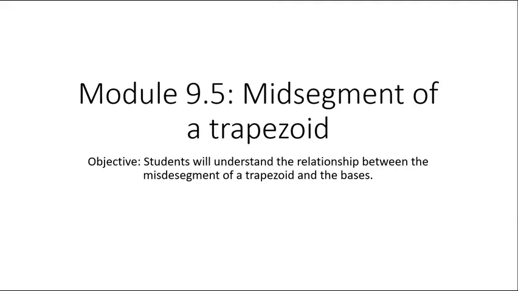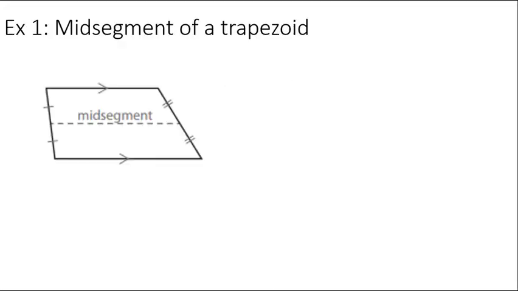Okay, so today we're going over Module 9.5. It's called the mid-segment of a trapezoid, and the objective is students will understand the relationship between the mid-segment of a trapezoid and the bases. So here's example 1. Okay, so example 1 is just what a mid-segment is.